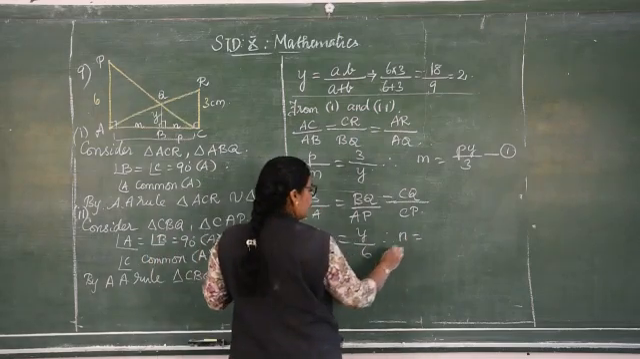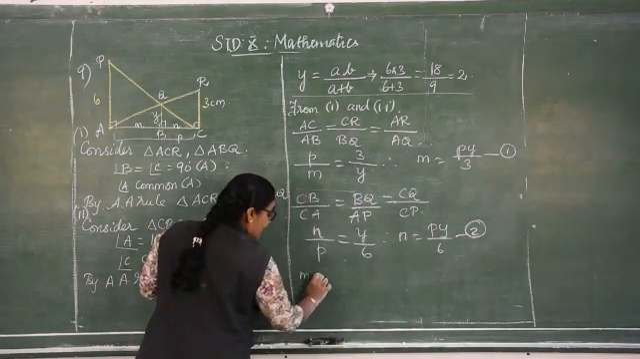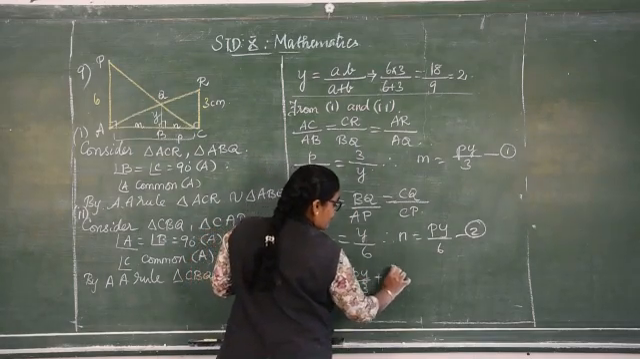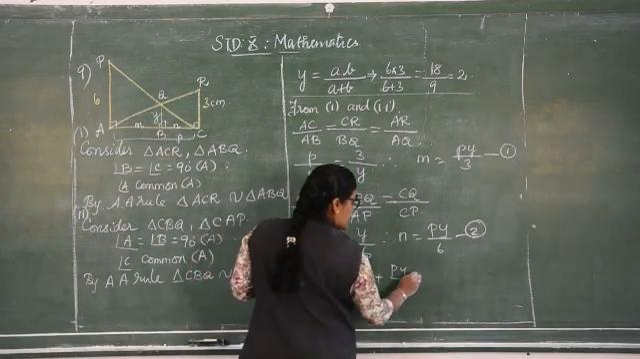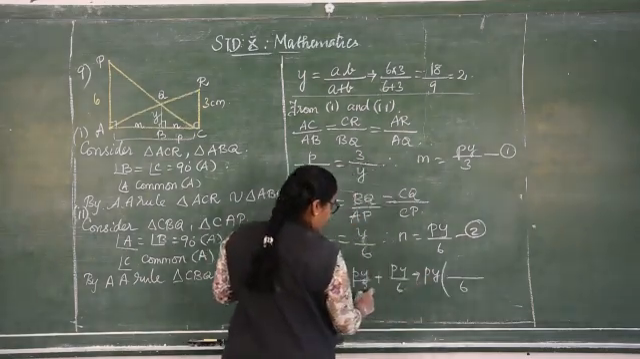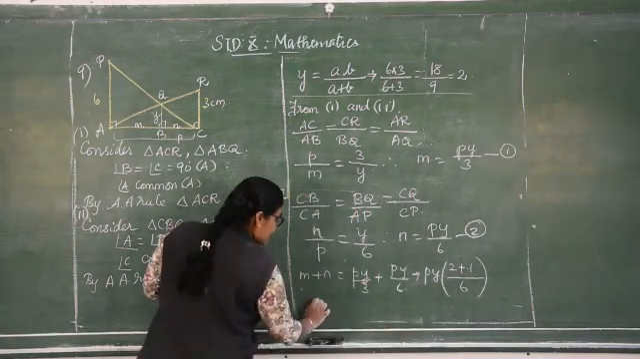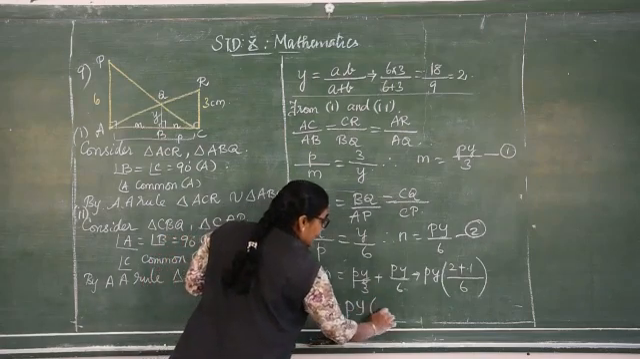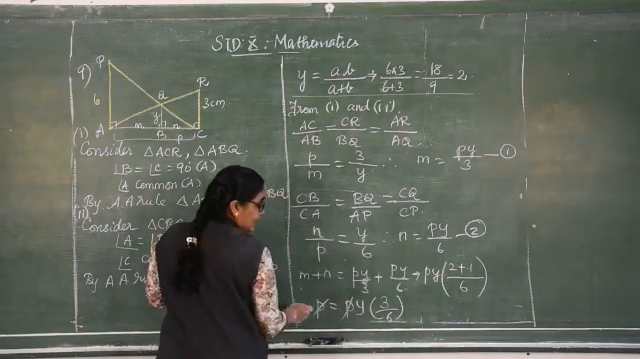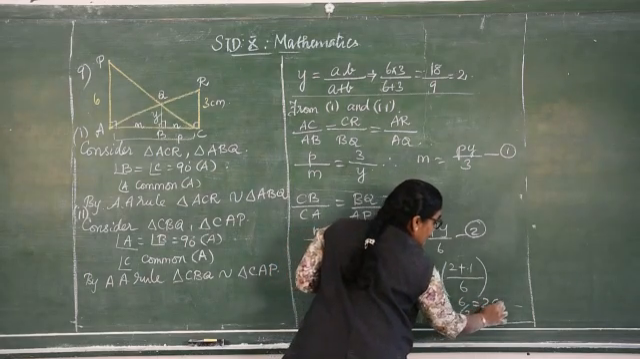Therefore N is equal to PY by 6, second part. So M plus N is equal to PY by 3 plus PY by 6. So consider PY alone. Take LCM 6. What will you get? This will be multiplied by 2, 2 plus 1. Then again this is equal to PY into 3 by 6. Cancel. This will come this side. So therefore Y is equal to 6 by 3 which is equal to 2 centimeter.